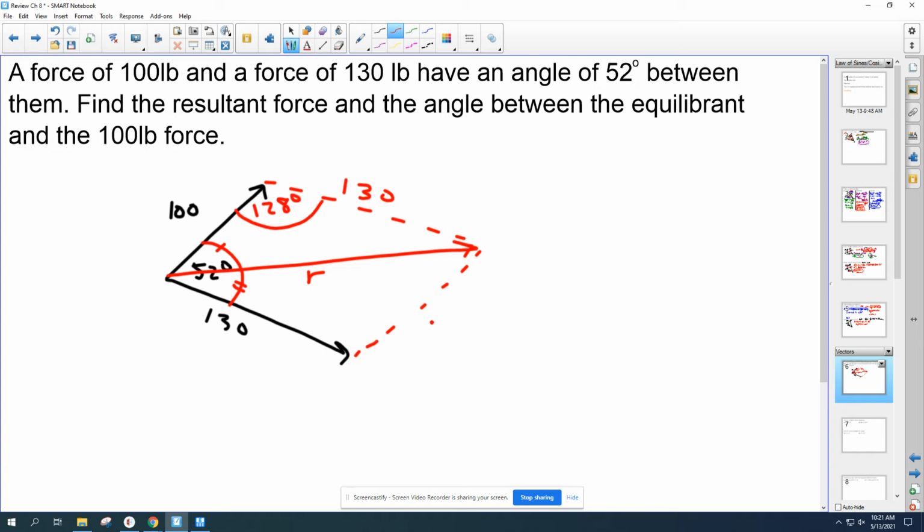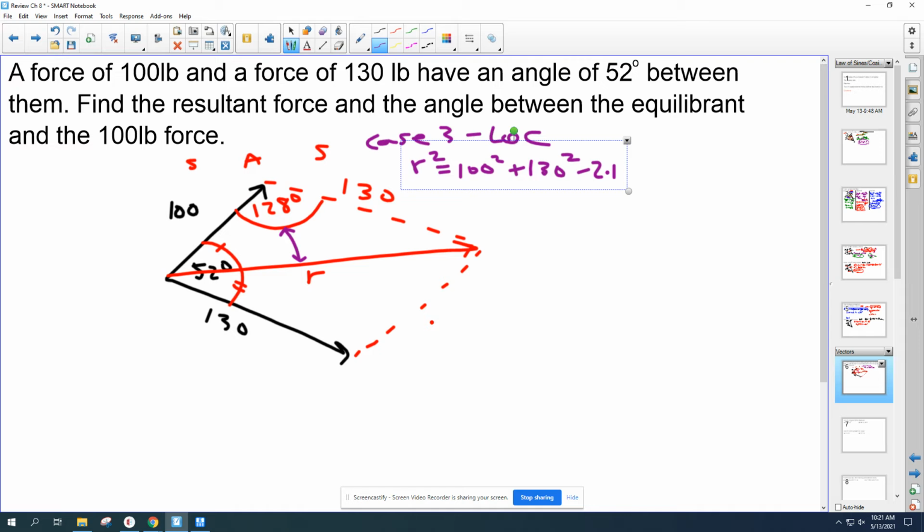If you can get there, then you should see side, angle, side, and we should be able to do law of cosines. This is case 3, law of cosines, to find this side right here. Law of cosines case 3 says R squared equals 100 squared plus 130 squared minus 2 times 100 times 130 cosine of 128. Notice I did not use 52, I used 128.